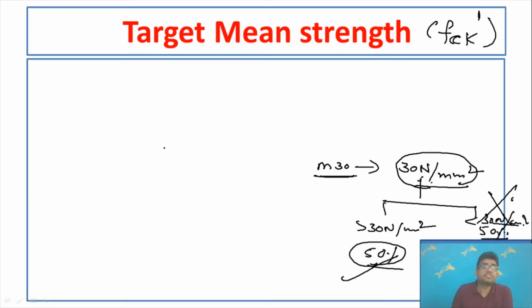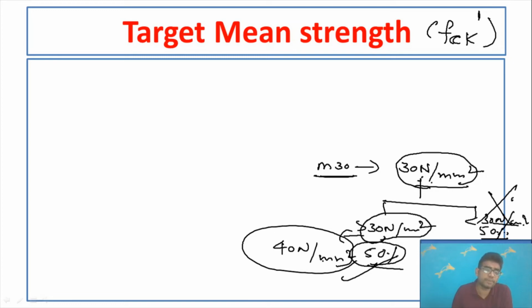But I already told you that characteristic compressive strength means you should have a minimum of 95% positive results. That's why we have to target a higher strength here. That means instead of targeting 30 Newton per mm square, you target a value of, suppose, 40 Newton per mm square.